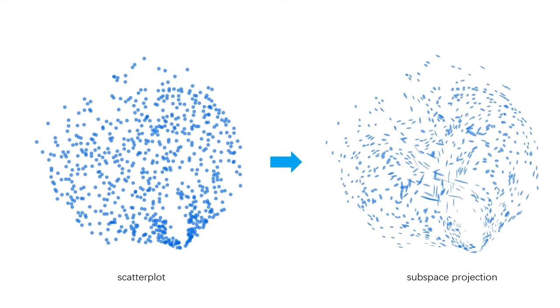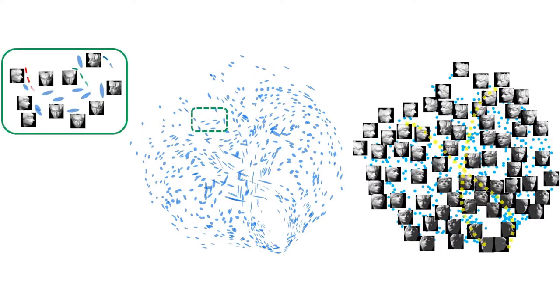Given a dimensionality reduction scatterplot, we project its original subspace. Through the orientation and shape of our glyphs, both the global trends and local patterns can be identified.